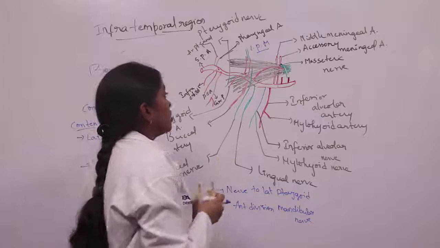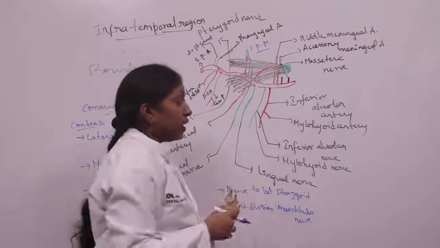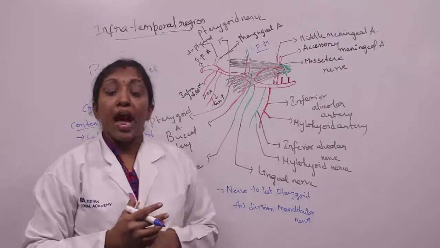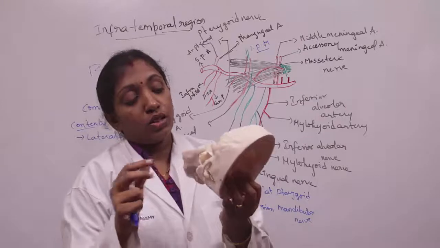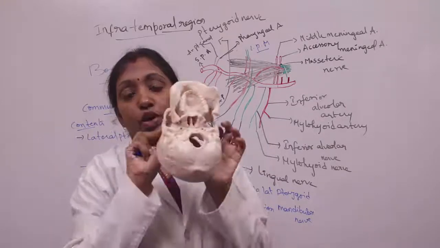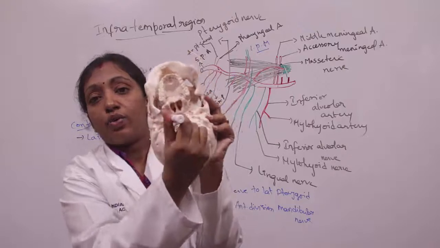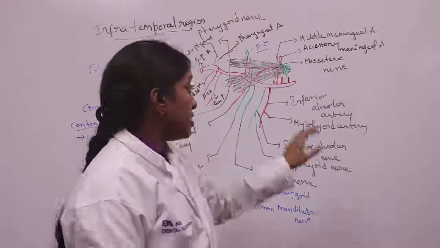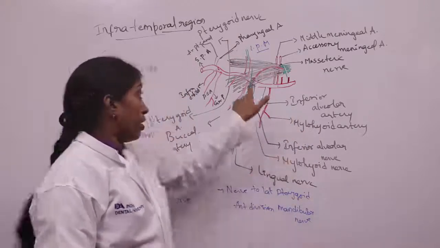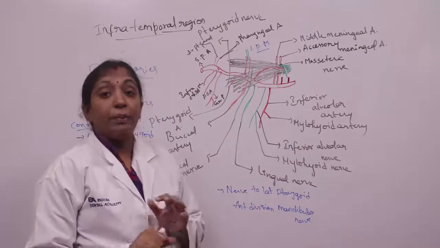Coming to the deep relations of the lateral pterygoid muscle, it is related to the mandibular nerve and its branches. The mandibular nerve emerges through the foramen ovale. So this is the foramen ovale here. The mandibular nerve emerges from the foramen ovale and forms the deep relations of the lateral pterygoid muscle. Along with the mandibular nerve, we have the chorda tympani nerve and the middle meningeal artery.